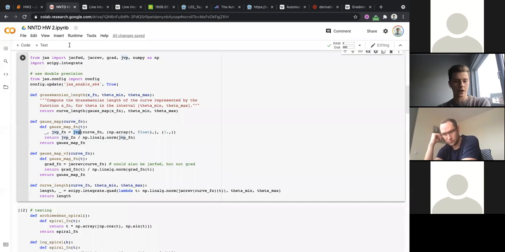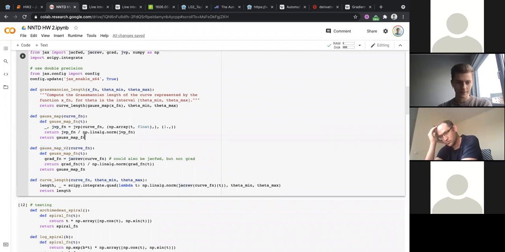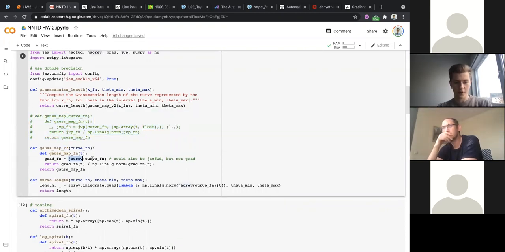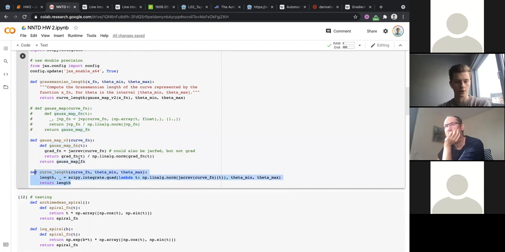And if we only care about the actual value of the derivative, then the vector is 1. So you have to write some more code and understand how JVPs work if you want to compute it this way. But you can also not care and do it the way I did it with the Jacobian here. So then the Gauss map becomes: we take the derivative of the curve at t divided by the norm of the derivative at t. That's the whole function that we then use and calculate its length with the integration.